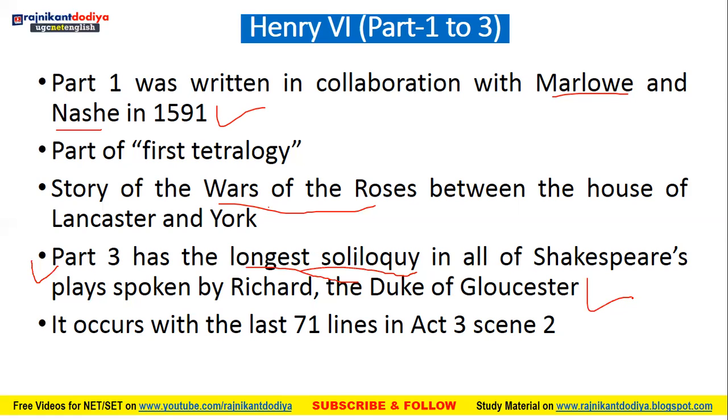And one more thing is that it occurs with the last 71 lines. So the last 71 lines of the play are a soliloquy, and that is the soliloquy, and it occurs in Act 3, Scene 2. So in Act 3, Scene 2, these lines appear and are spoken by Richard, the Duke of Gloucester.